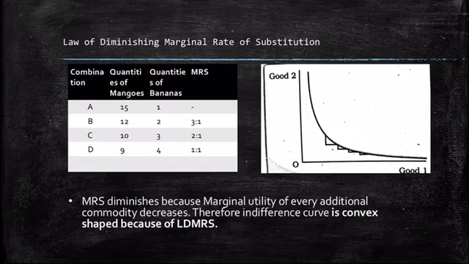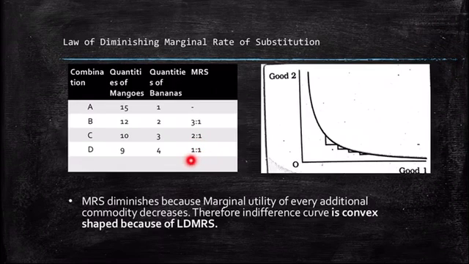If you observe the MRS in the last table, to get the first additional unit of banana, he sacrificed 3 units of mangoes to get 1 unit of banana. And again, to get one more additional unit of banana, he sacrificed only 2 units of mangoes to get 1 unit of banana.